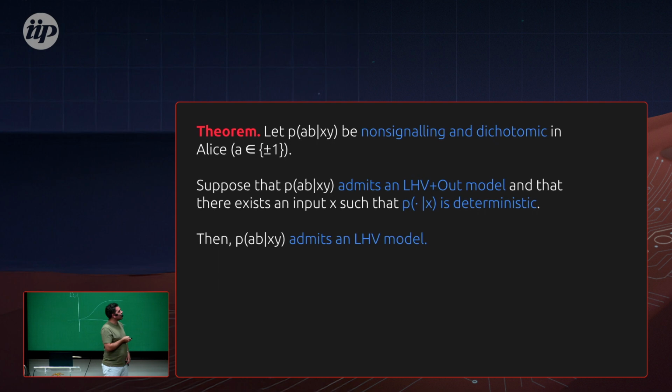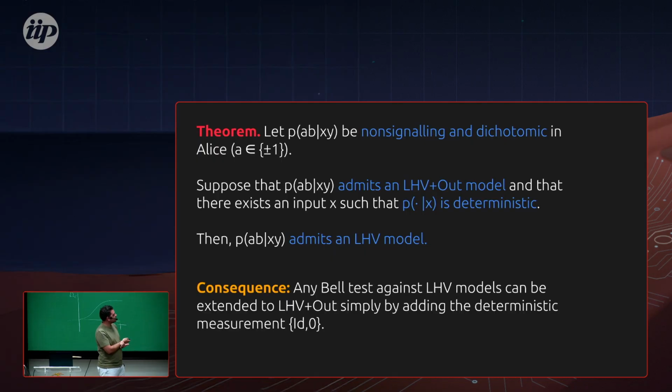Okay. And as I told, this theorem here, I think it's interesting by its own, and especially because you can kind of get a consequence of it, but I need to think a little bit more about it. When I read this theorem here, I think you can get the same conclusion. So if I start with any Bell test, especially Bell tests where Alice has dichotomic measurements, which is against LHV models, I want to test if I do have LHV models or not. And if I violate these LHV models, based on this theorem, I could extend this test to a test that will also be against the LHV plus out model.